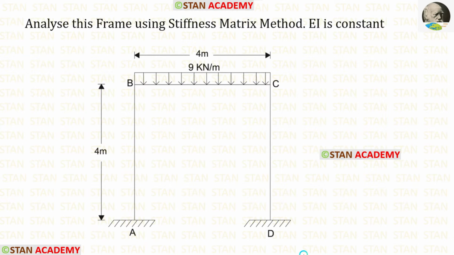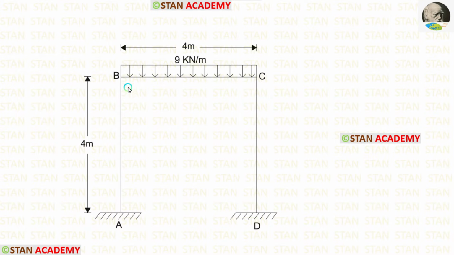Hello everyone. Today we are going to analyze this frame using stiffness matrix method. Before analyzing, let us see the frame one time. In this frame, there are two columns, column AB and column CD. Also, there is a beam BC.